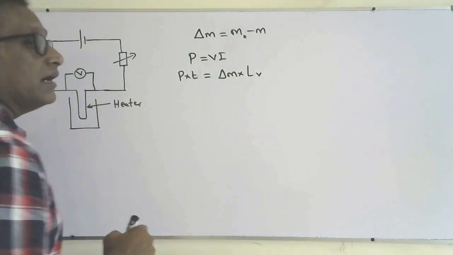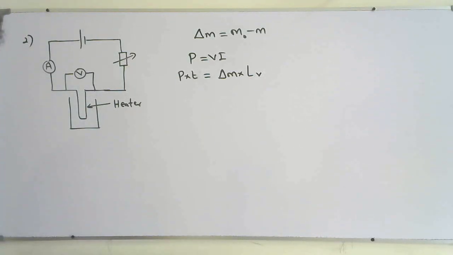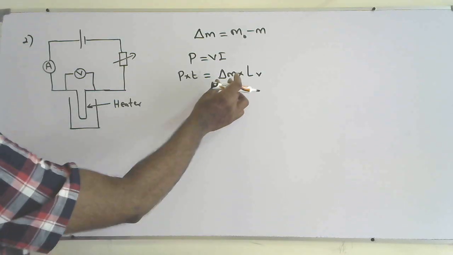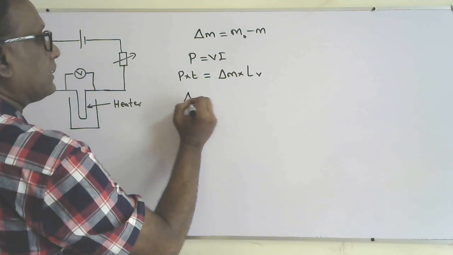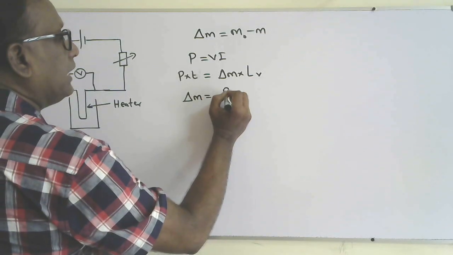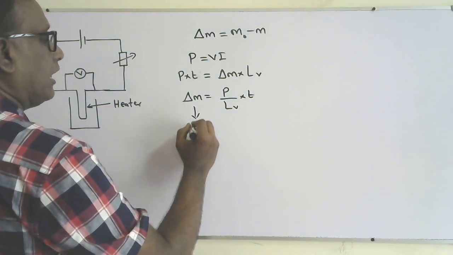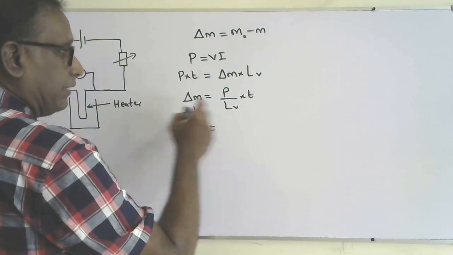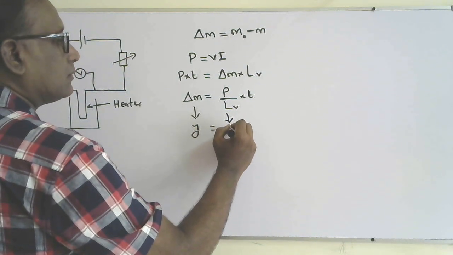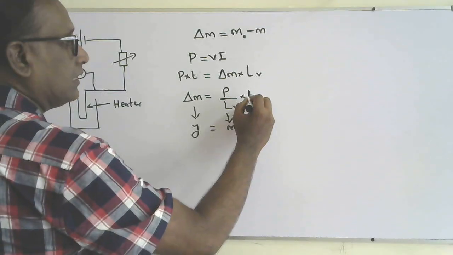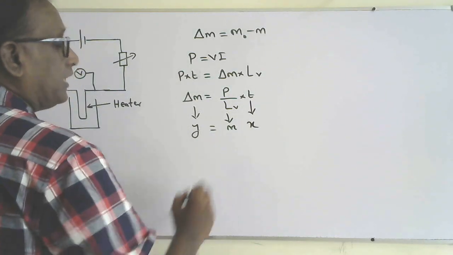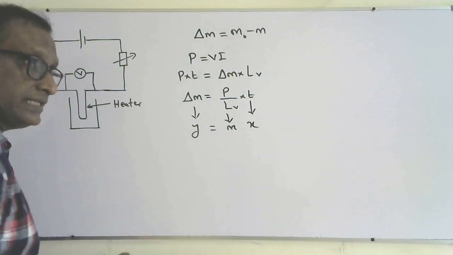So we are going to rearrange it in order to plot a graph. We know that time is the independent variable, delta M is the dependent variable. So delta M is equal to P over L_V into T. We can plot a graph of delta M against time. You will get a straight line through the origin.